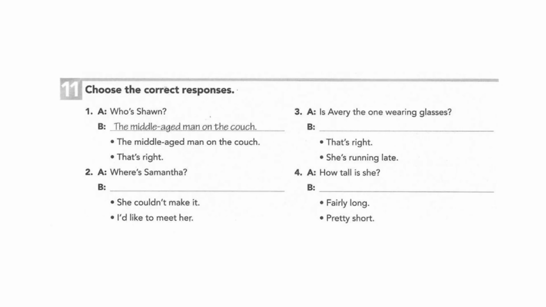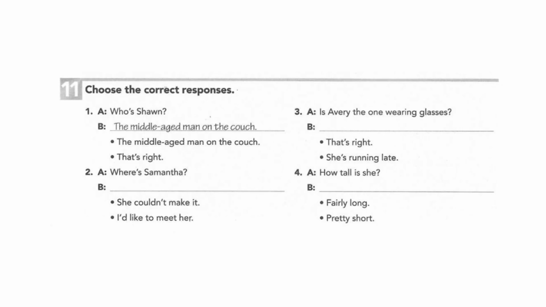Okay, let's see something here. How many people are talking? We have letter A for one person and letter B for another person. So if I am letter A and I say, where's Samantha? And Saoni answers, I'd like to meet her, right? Because Saoni wasn't the one asking the question. I was the one asking, and I asked for the whereabouts of Samantha. So the correct answer here is she couldn't make it.